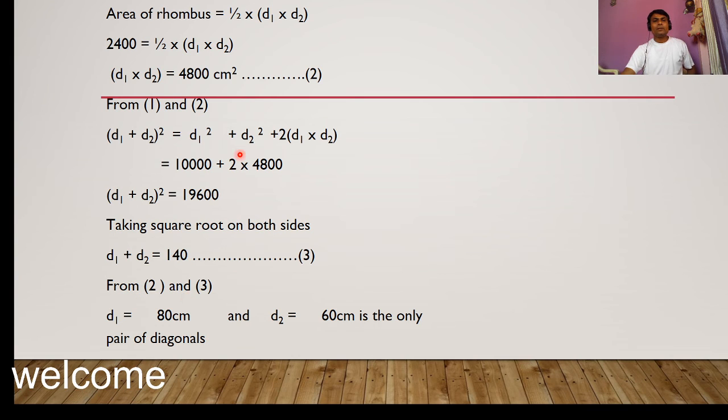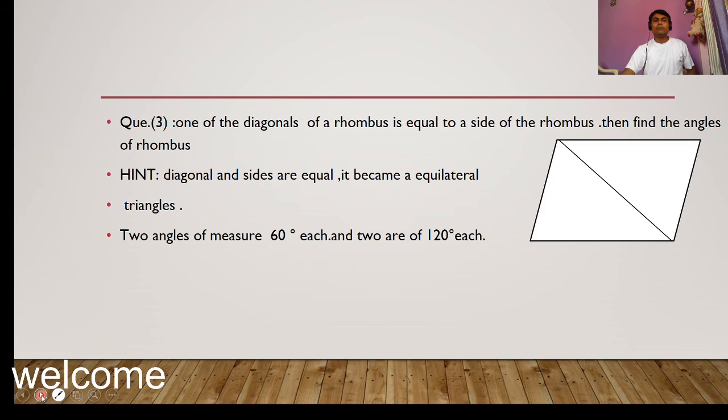From 2 and 3, there are d1 and d2 whose product is 4800 and sum is 140. Then it is possible that d1 equals 80 and d2 equals 60 centimeter is the only pair of diagonals. That's the pair of diagonals whose area is 2400 square centimeter. And in this way we have found the possible pairs.